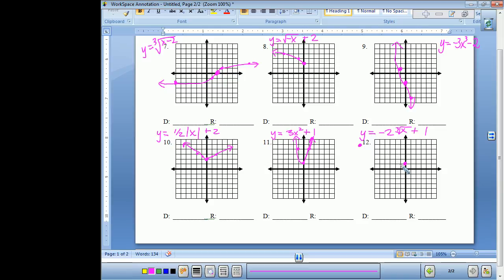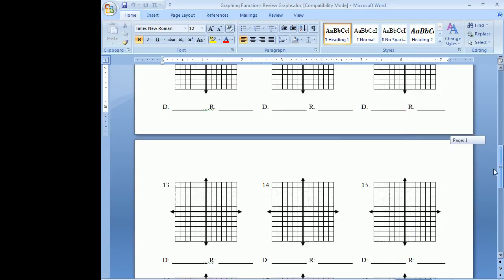Instead of left 1, down 1, I'm going to go up 2 because of the negative 2. And then the reverse happens on this side. Whoops, missed it. So I'll go right 1, down 2, right 8, down 4. And then I'll draw in my function. Okay, let's keep going.